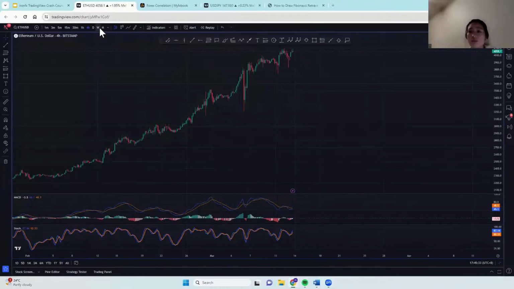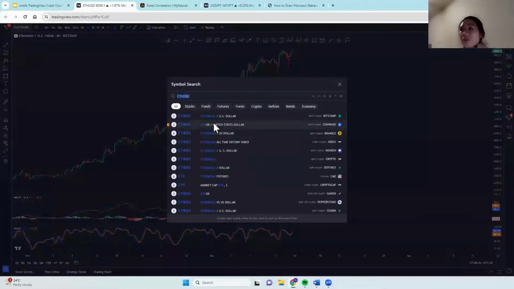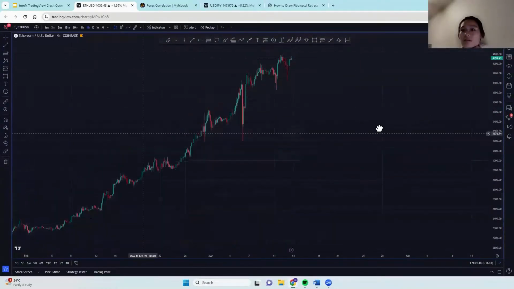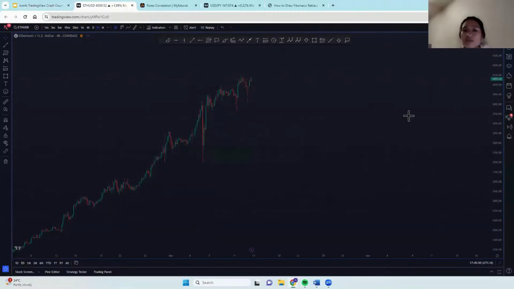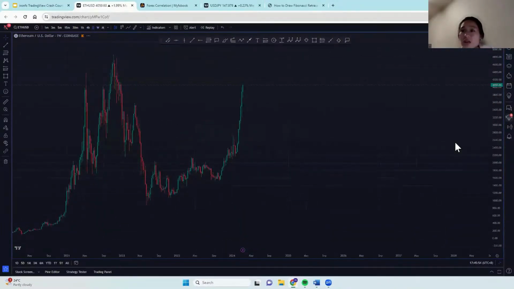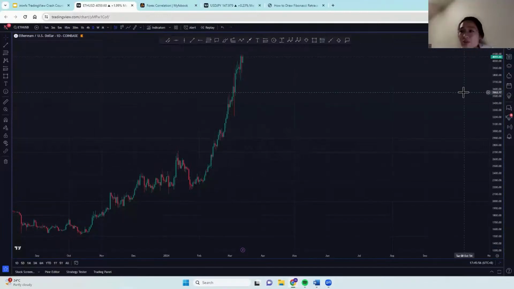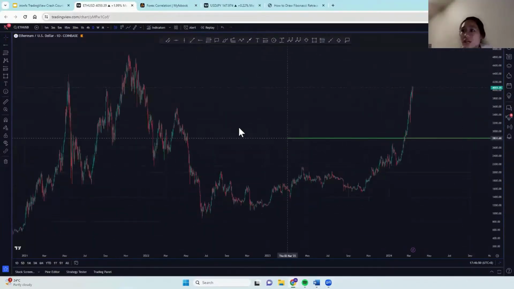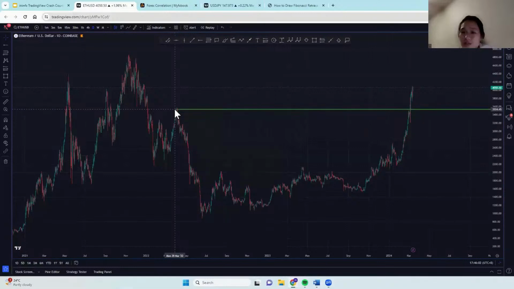Okay, so on our daily time frame, I actually want to use the Coinbase one. On our weekly time frame, we see prices definitely moving in this uptrend. And on our daily time frame, it's also in this uptrend. So let's go ahead and add our support and resistance levels again.